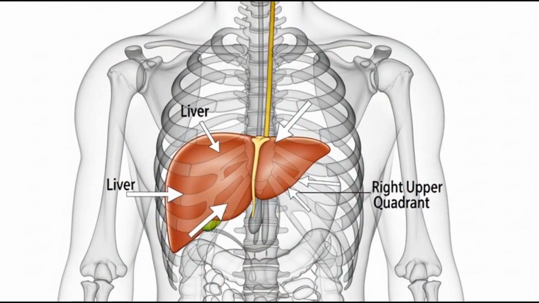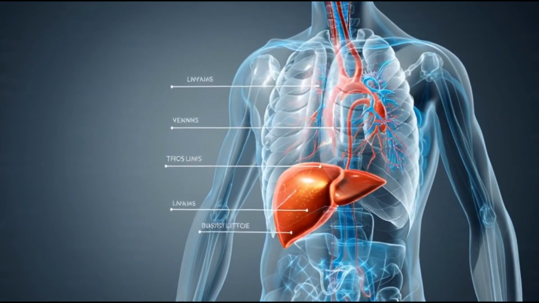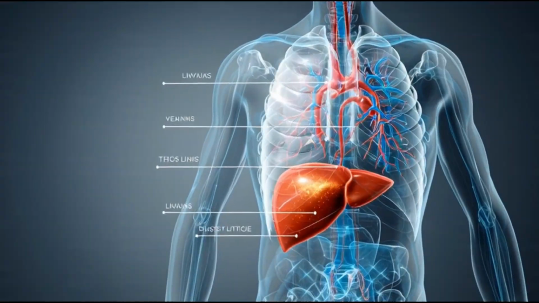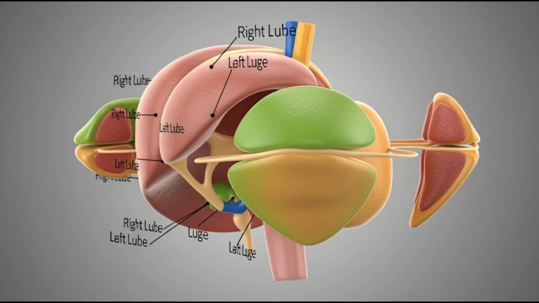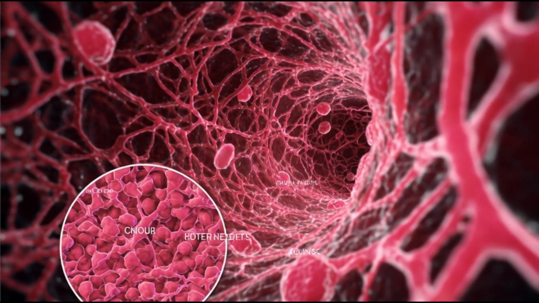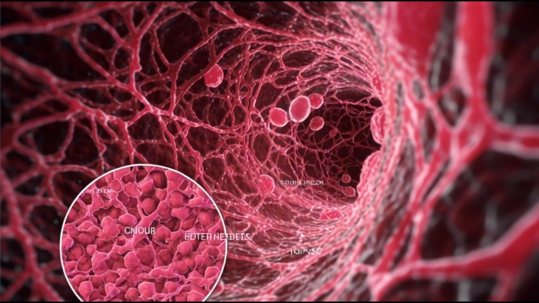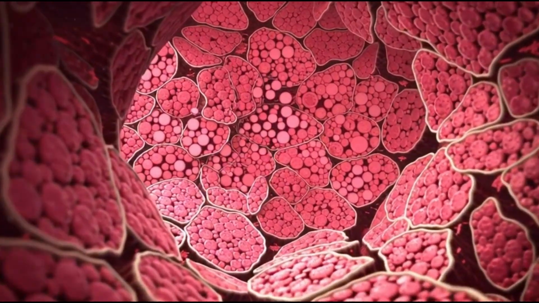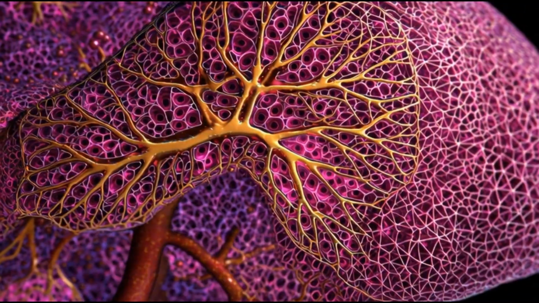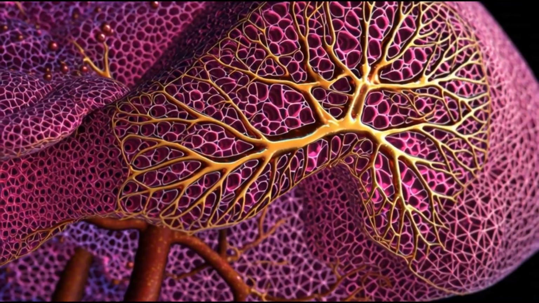Anatomy of the liver. The liver is located in the right upper quadrant of the abdomen, just below the diaphragm. It is divided into right and left lobes and is made up of microscopic functional units called hepatic lobules. Each lobule contains hepatocytes, the main liver cells, blood-filled sinusoids, Kupffer cells, which act as immune macrophages, and a central vein that drains blood out of the liver.